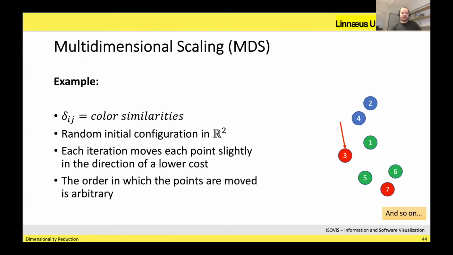And so on. So you keep moving these points around, then you recompute the cost function, and then you decide that you want to do it again. You move the points around a little bit more until you get to a solution at the end. And then you say, okay, well, this is the solution. It's not perfect. It's never perfect, but it's something that you can use to reason about.